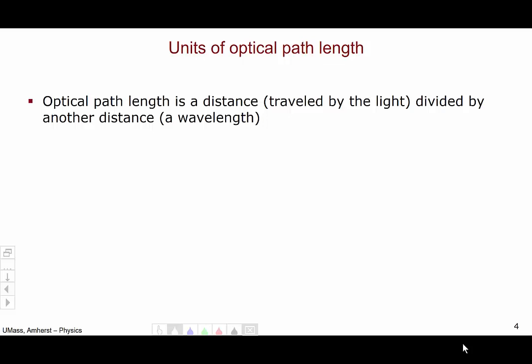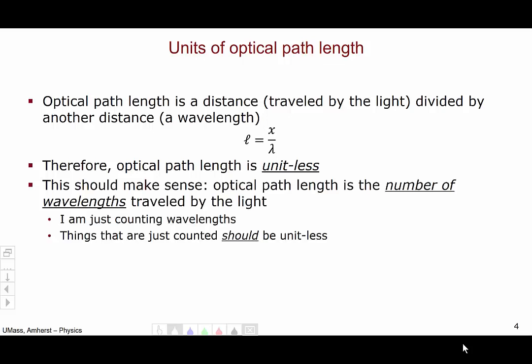So what are the units of optical path length? Well, optical path length is a distance, that traveled by the light, divided by another distance, the wavelength. L is x over lambda. Since both x and lambda are distances and measured in meters, optical path length will be unitless, which should make sense. Optical path length is the number of wavelengths traveled by the light. So I'm just counting wavelengths like we did in the previous slide. And things that are counted should be unitless. When I say that I have 5 apples, that's just 5. There's no meter unit on it.